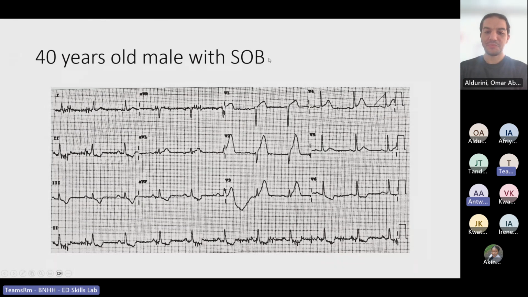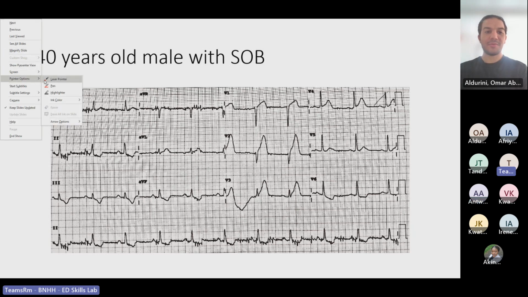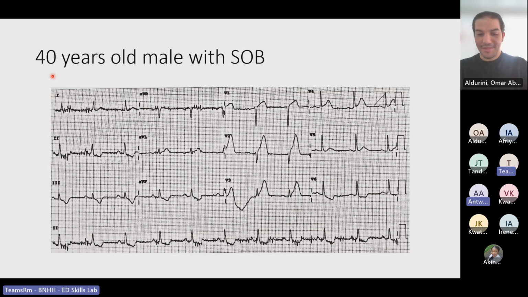So we can see that we've got some changes in the same areas. We've got changes in the lateral side and the anterior side as well. Thank you very much. You can see that the ECG is less complex now than before.